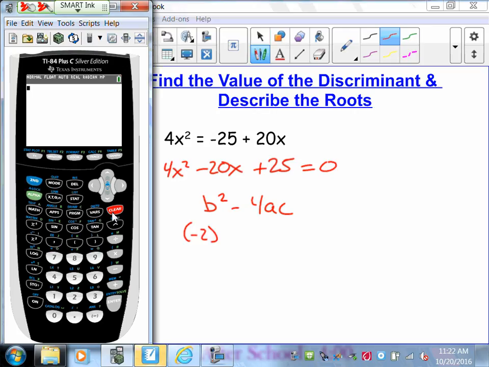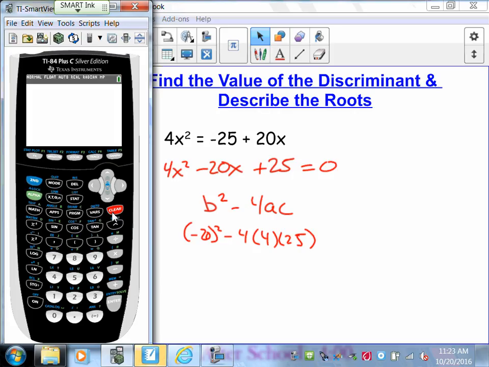Yeah, negative 20 squared minus 4 times 4 times 25. Let's stick that in a calculator. Here we go. So you go negative 20 squared minus 4 times 4 times 25. Literally just type it in the way you see it.